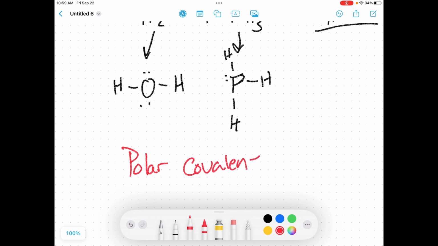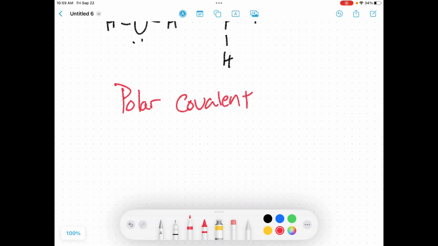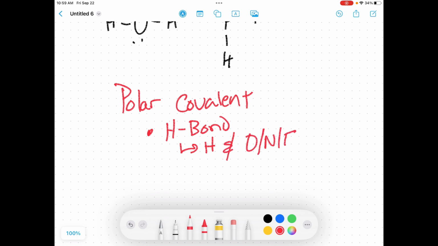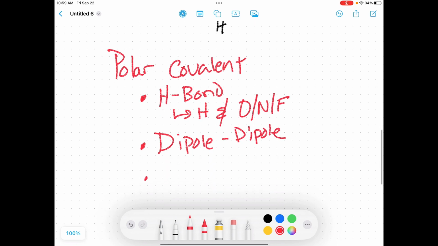So when I think about polar covalent molecules and what kind of IMF forces are possible for them, I know we can have hydrogen bonding. Hydrogen bonding is if we have H in one molecule and we have O, N, or F in a different molecule. We could also have dipole-dipole. And we could also have our London dispersion forces, our LDFs.